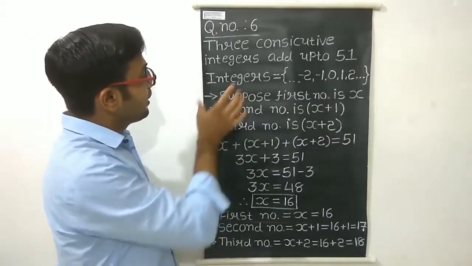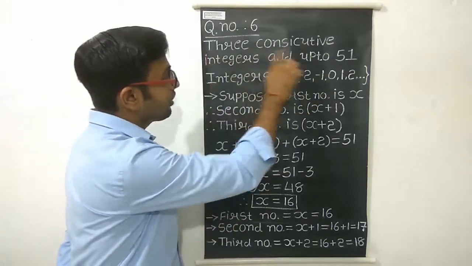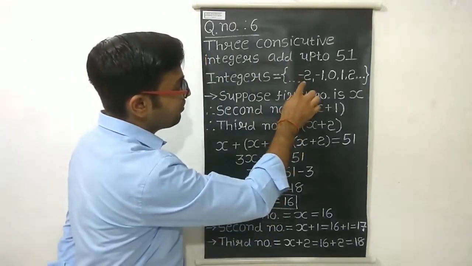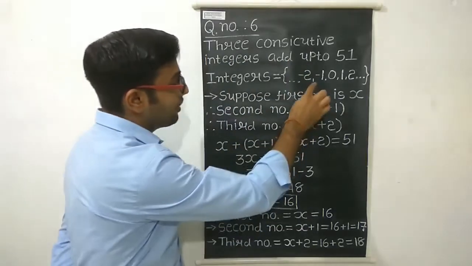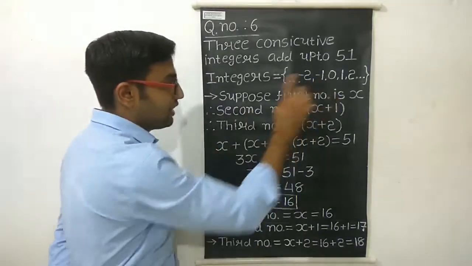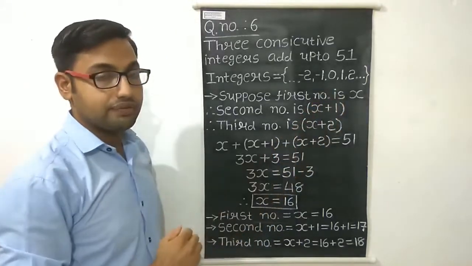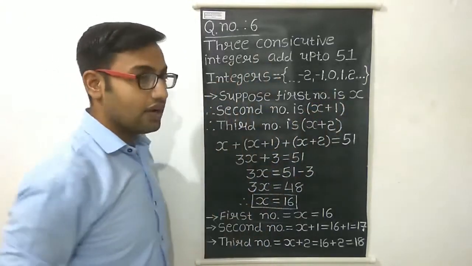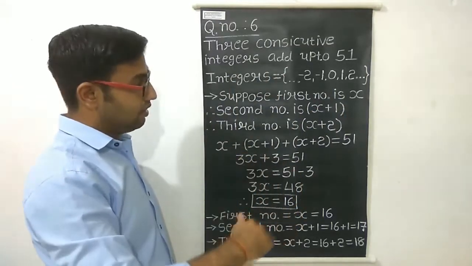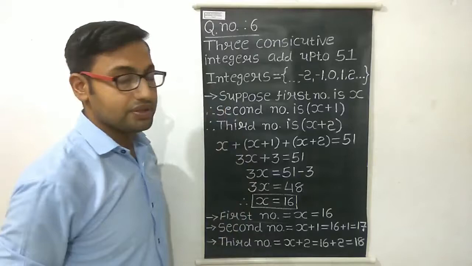Okay, so we have to take 3 numbers from this set. But what kind of numbers? Consecutive numbers. Consecutive numbers means if we take the first number as minus 2, then the second number we have to take is minus 1 and the third number is 0. If we take 0 as our first number, then 1 will be the second number and 2 will be the third number. That is the simple meaning of consecutive. Consecutive means one after another, the next number, and the next to next number. These 3 numbers are called consecutive numbers.